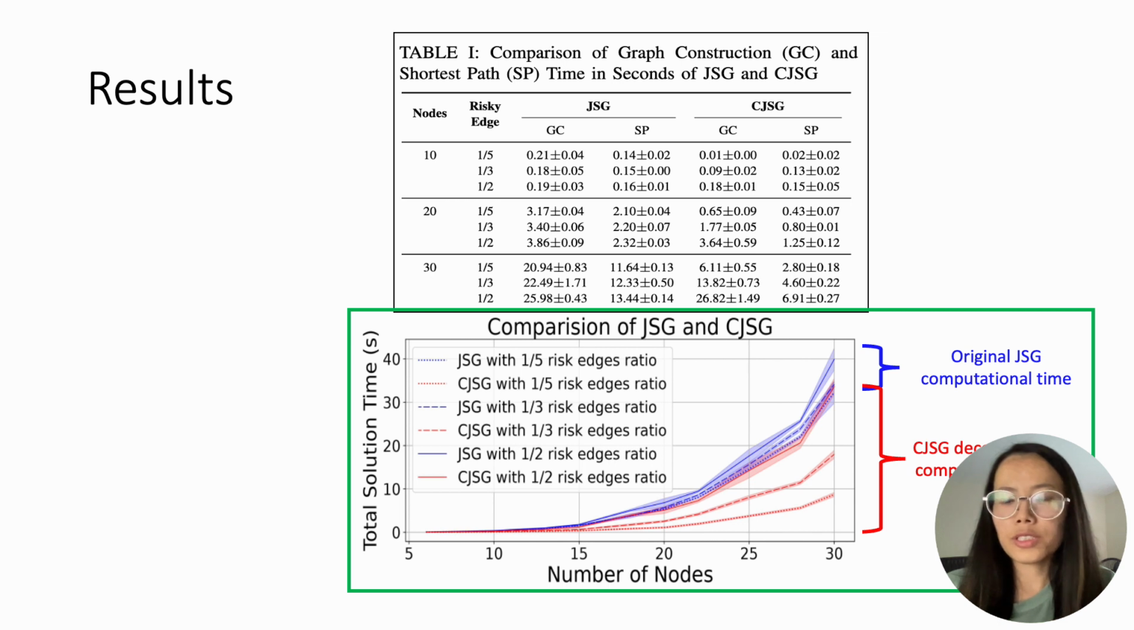The graph shows CJSG significantly reduces computational time for both graph construction and path planning compared to JSG, confirming its efficiency in generating the total solution.